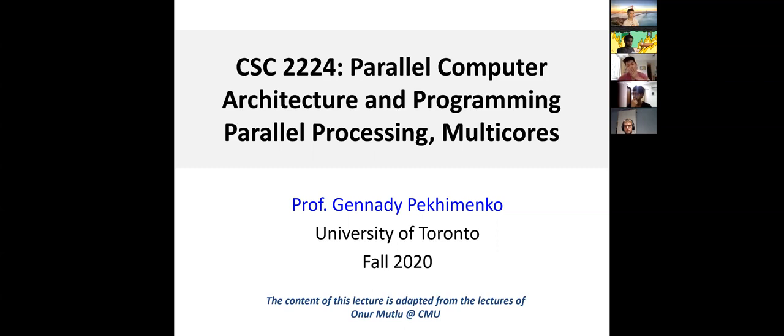There was run ahead execution in the IBM Power 6. What does run ahead mean? What was that? I've never heard of it. Yeah, so run ahead execution is something that Onur Mutlu invented.